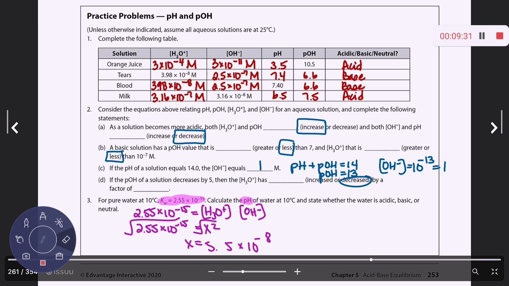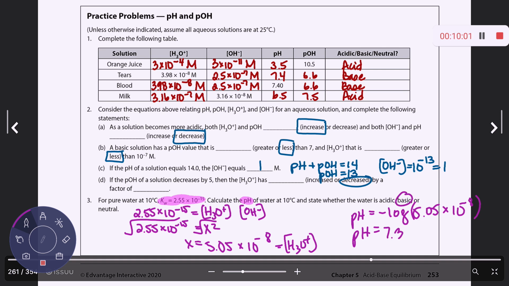5.05? Okay. So that means this is the hydronium concentration, so pH equals the negative log of that value. What did you get for pH? 7.3. Okay, so it's barely basic.